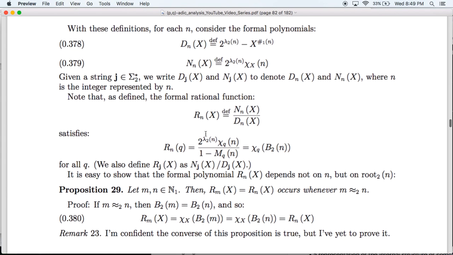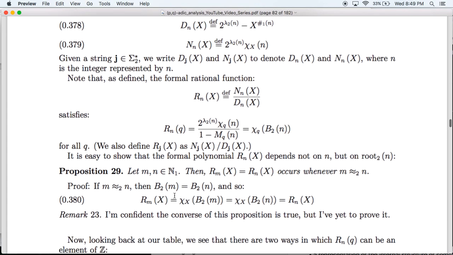It is easy to show that this formal polynomial does not depend on n, but rather on n's two-adic root, or binary root. So let m and n be positive integers. Then if m and n belong to the same two-adic root class, then Rm and Rn are the same rational function. The proof is immediate because it's due to the fact that B2 is a projection. I'm confident that the converse of this is true, but I've yet to prove it.